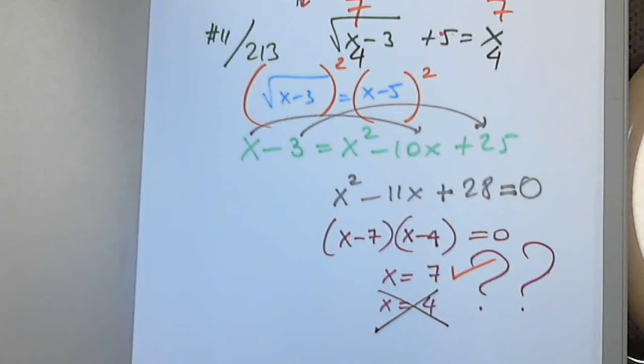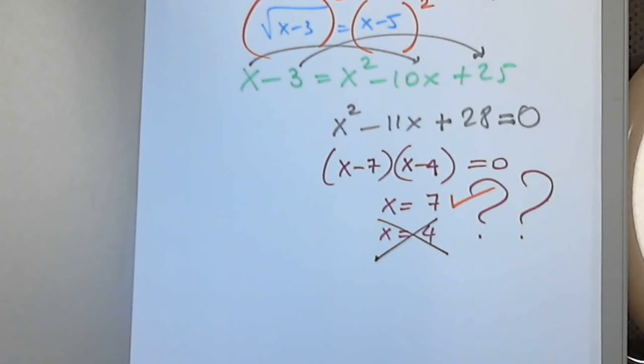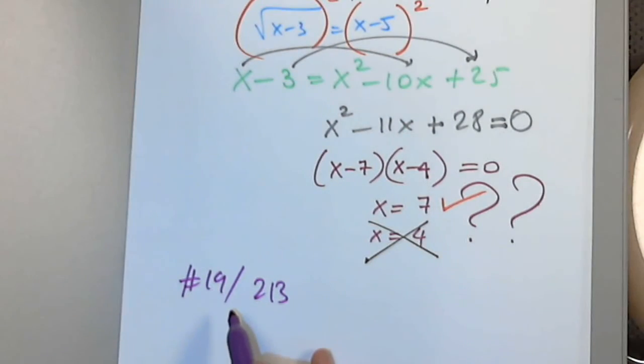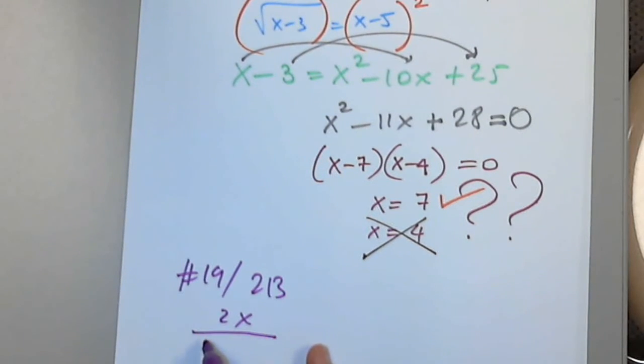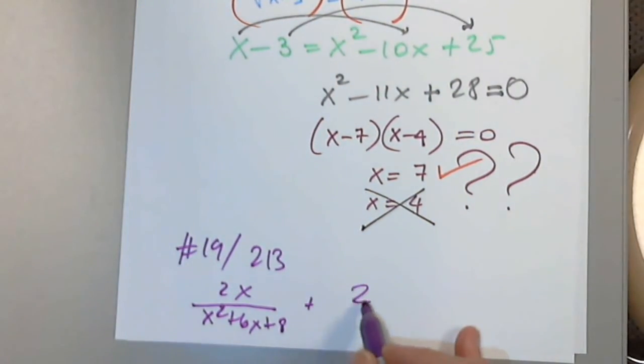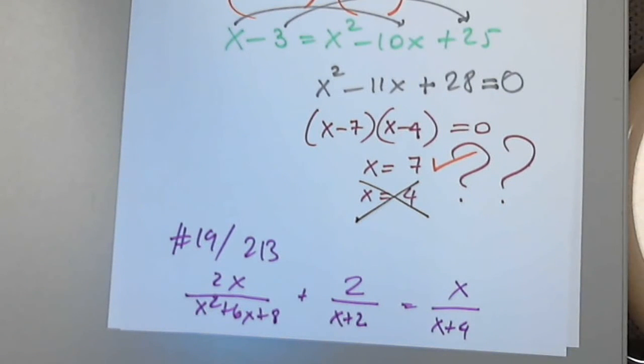Okay, do we need to work on a rational equation? We have 5 minutes left. Rational? Okay, let's do a rational. On page 213, let's do 19. Here it is. 2x over x squared plus 6x plus 8 plus 2 over x plus 2 equals x over x plus 4.